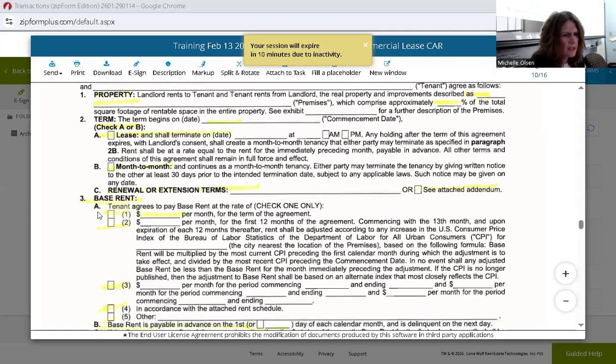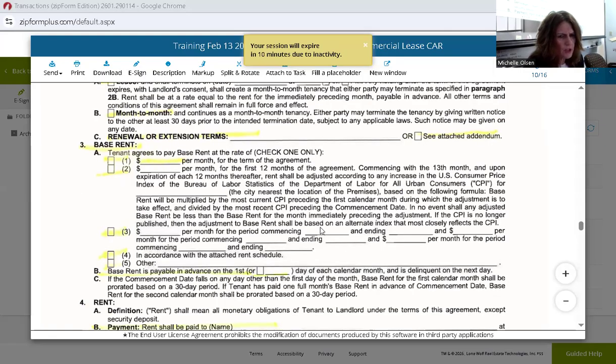So the base rent, the tenant agrees to pay, check only one, per month for the term of the agreement. Maybe you don't want this. Could be a multi-year, so don't make a mistake and check the first box, because maybe you have a little increase year to year. Number 2, you check it and then the increases will be based on CPI. Or you could do number 3, which I've used before. I put the date and the amount here, commencing and ending for the first year, and then it gives you 2 other years here where you can put it in.